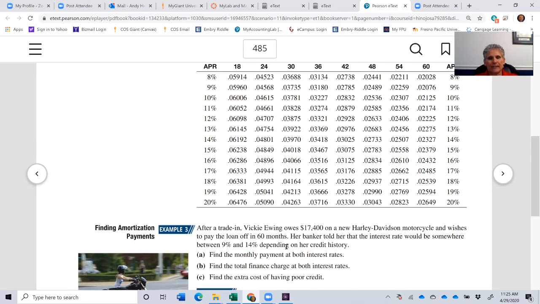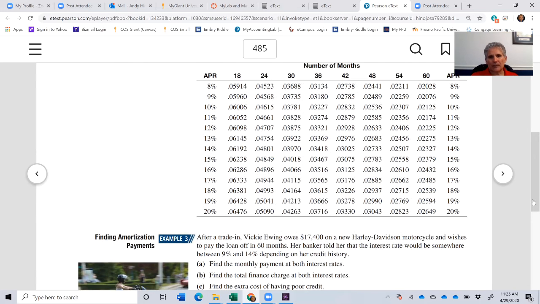After a trade-in, Vicki Ewing owes $17,400 on a new Harley-Davidson motorcycle and wishes to pay the loan off in 60 months. Her banker told her that the interest rate would be somewhere between 9% and 14% depending on her credit history. Find the monthly payment at both interest rates. Okay, let's see if we can do that.